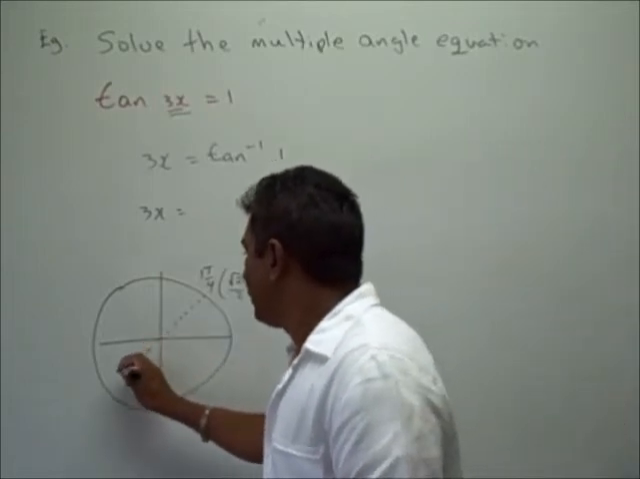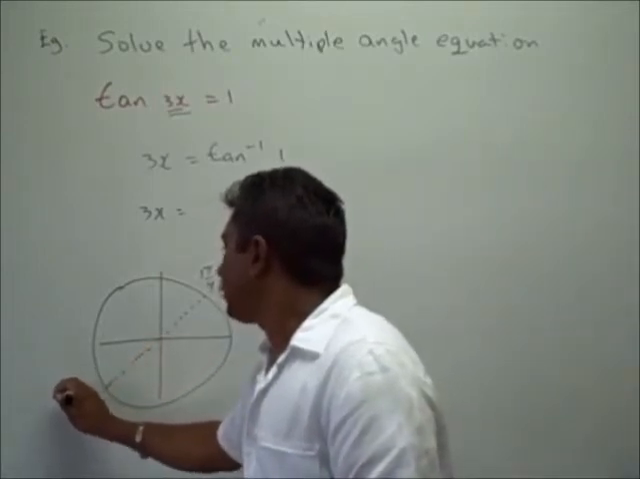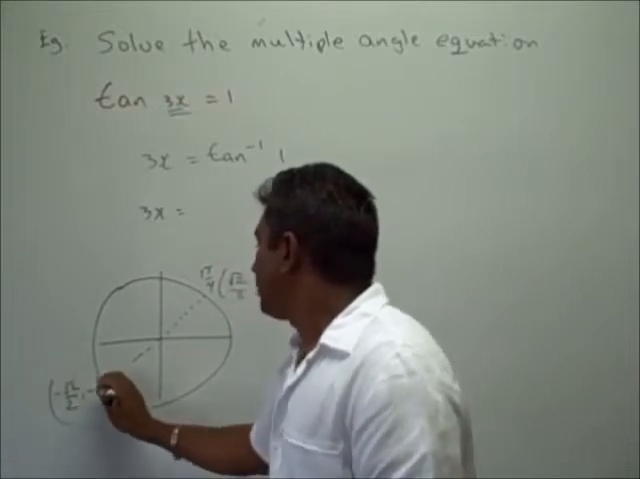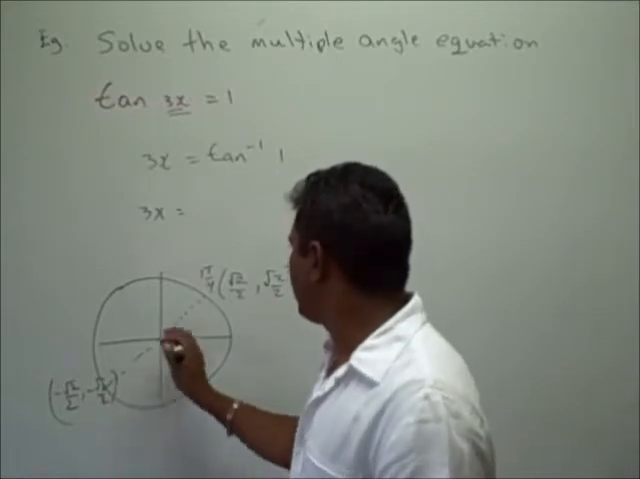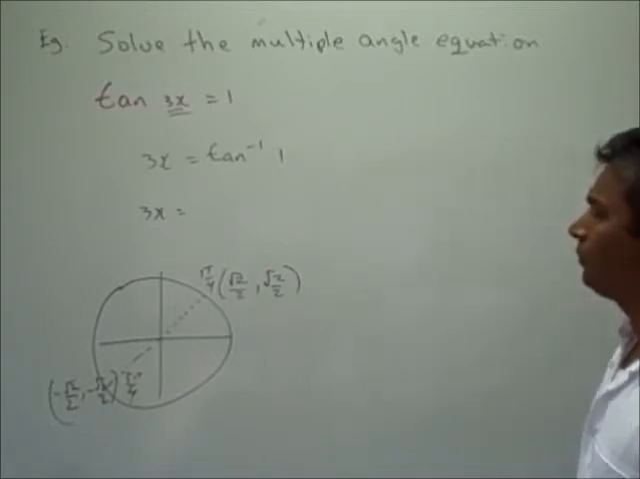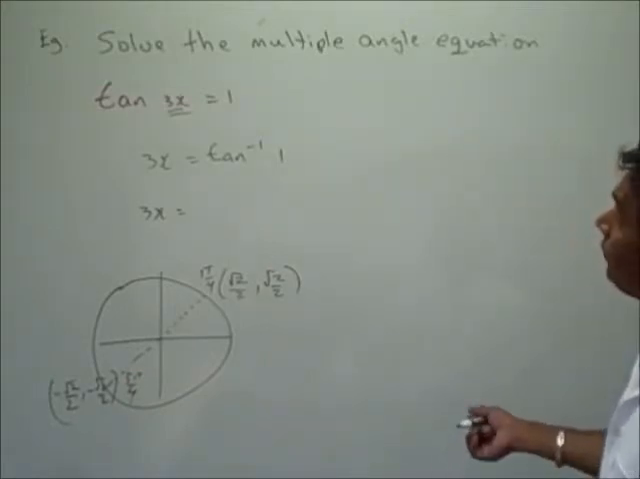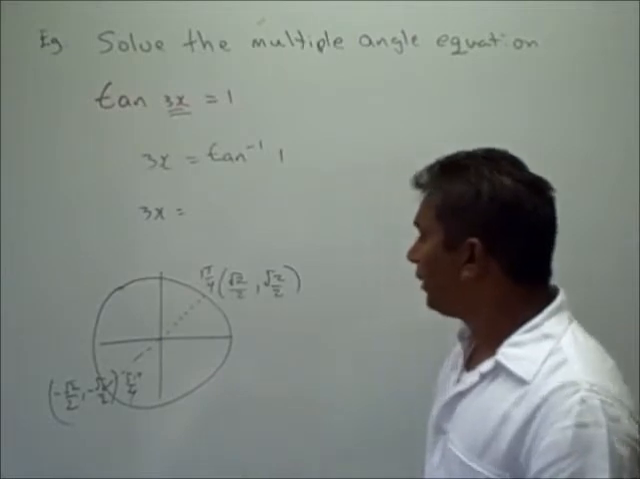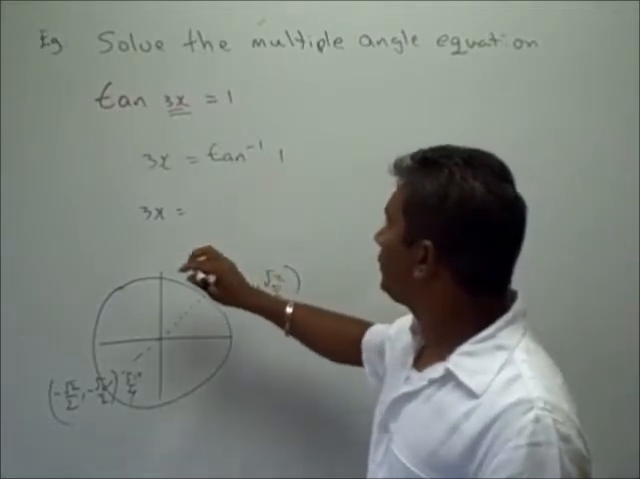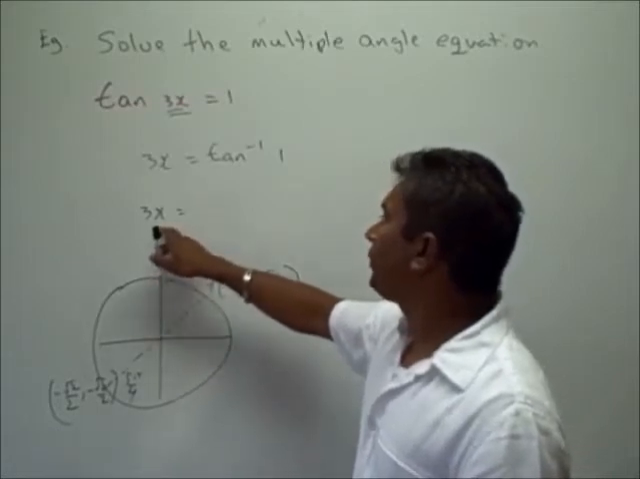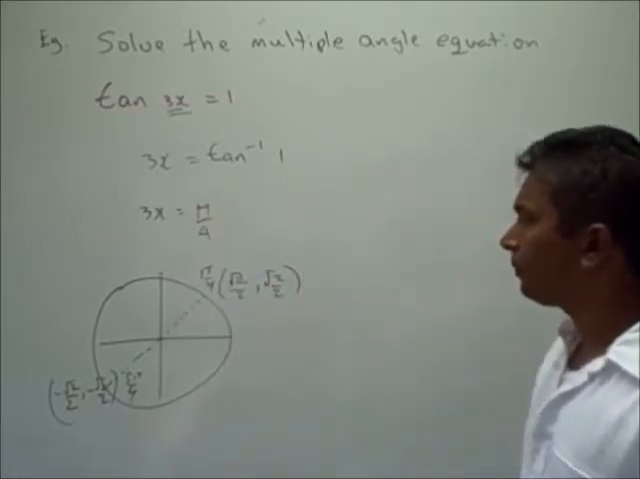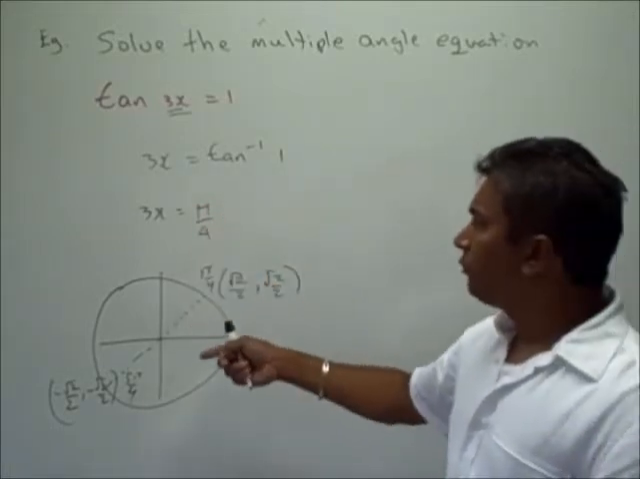Also, down here in our third quadrant, we have negative square root of 2 over 2 and negative square root of 2 over 2, which is 5 pi over 4. So here we have two angles that will give us an arctan of 1. So from this we have 3x is equal to pi over 4 and 5 pi over 4.